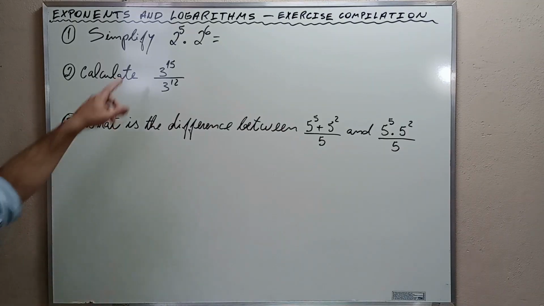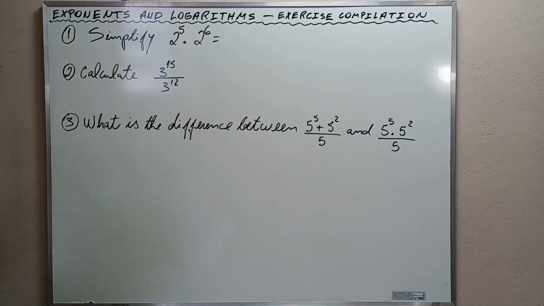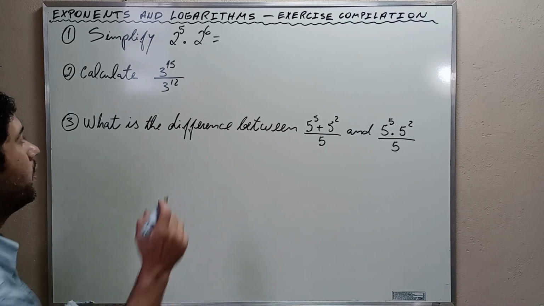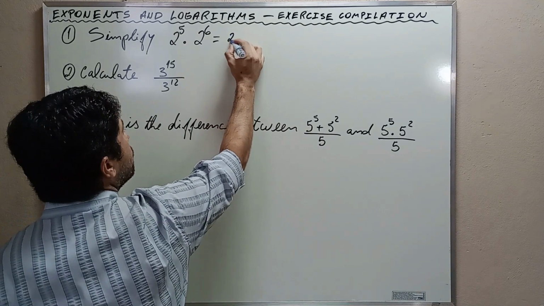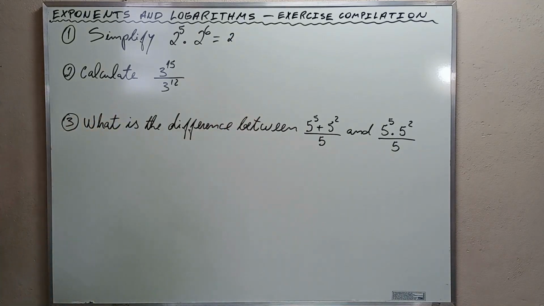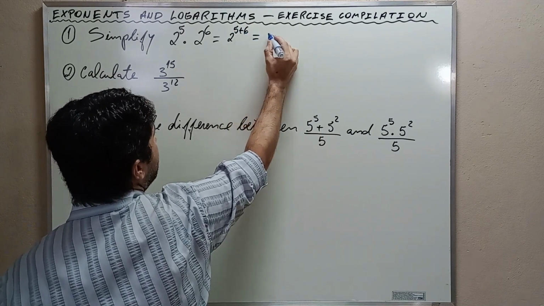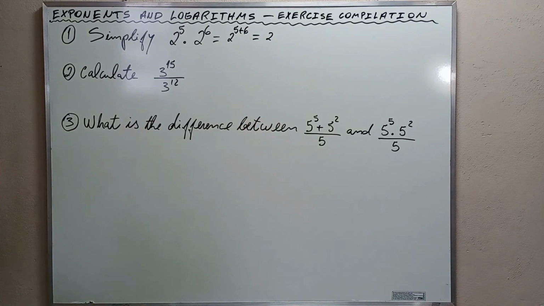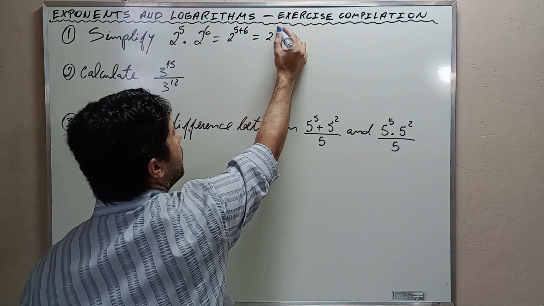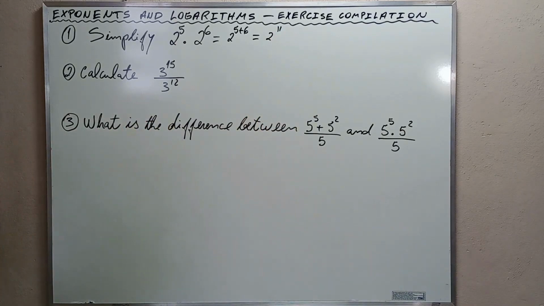Exercise number 1, simplify this: 2 raised to the 5th power times 2 raised to the 6th power is equal to. What can we do to simplify this expression? We simply use the properties that we just saw. It becomes 2 raised to the power of 5 plus 6, and this is 2 raised to the 11th power, or if you prefer, 2 to the 11th.